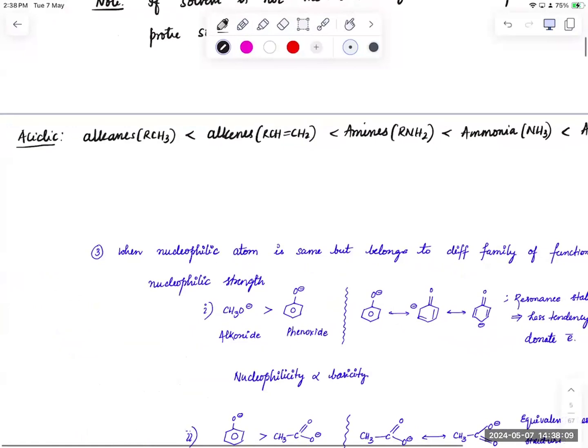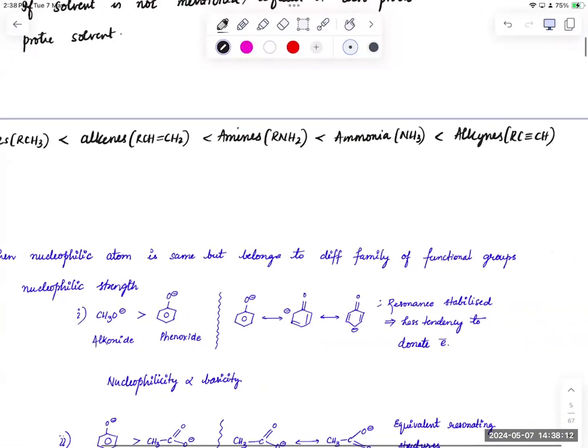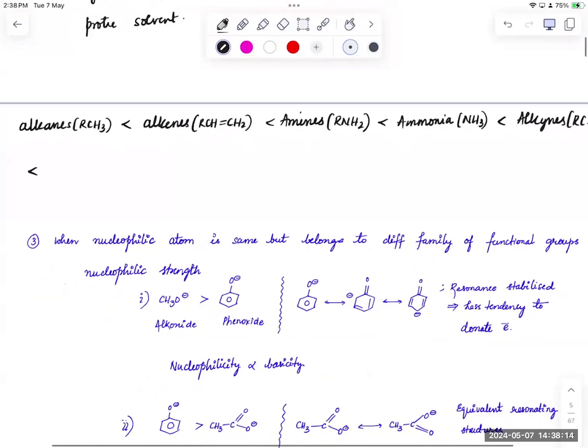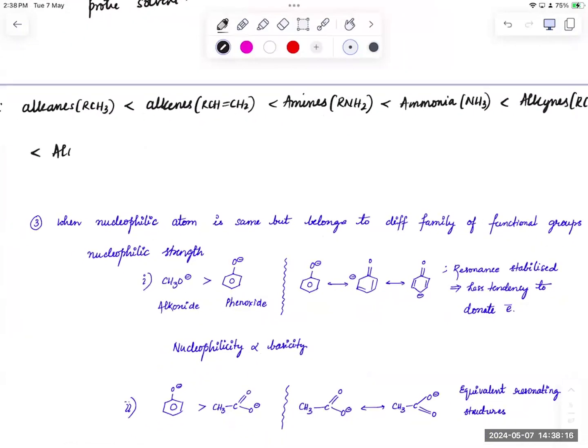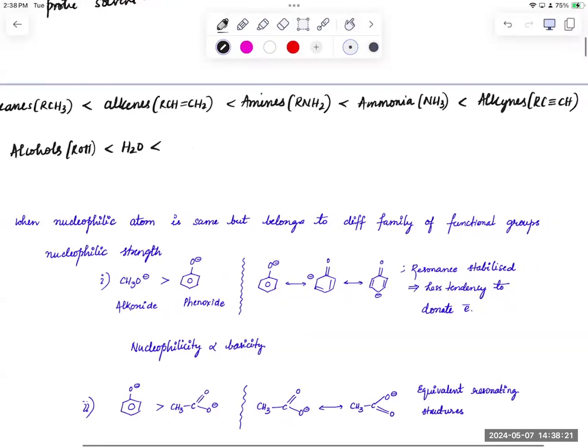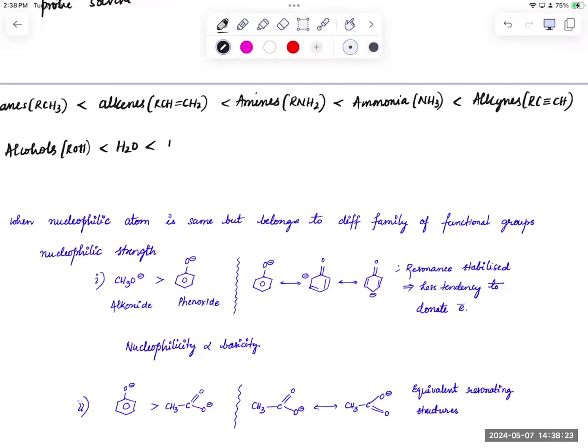And after alkynes, we have alcohols, ROH. Then we have H2O, water, which is more acidic than alcohols. Then we have phenols, phenolic groups. Then we have carbonic acid, H2CO3, which is less acidic than carboxylic acids, RCOOH.